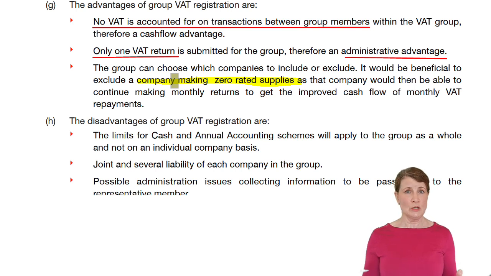Now, if we include a company making 0 rated supplies in the group, it is very unlikely that the group as a whole will be in a repayment situation. We will lose the advantage for that company of those monthly repayments. So therefore, it's going to have a detrimental effect on cash flow for that company. You might be better off leaving that company to do its own thing, and they can carry on doing monthly returns and enjoying those monthly repayments.